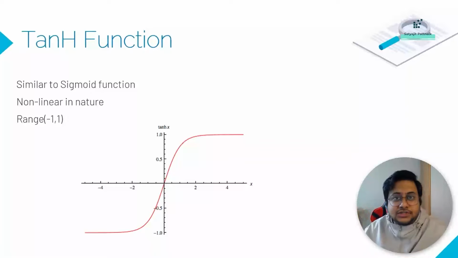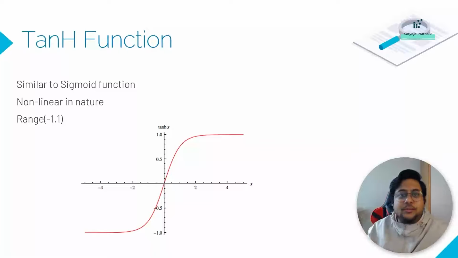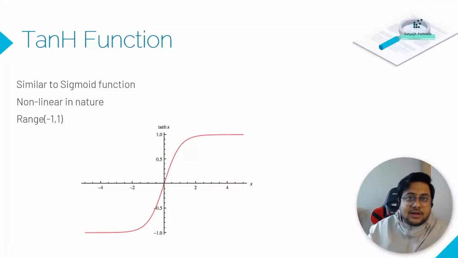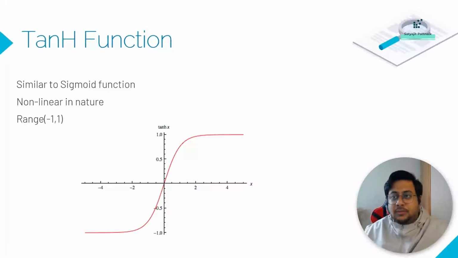There were some limitations because of which ReLu came into the picture. Why ReLu came into the picture, we'll talk about that in the next video, and we'll also talk about the exact problems that happen in deep learning neural networks, like the vanishing gradient problem and exploding gradient problem, in another video. So let's not talk about that. Let's focus on the activation function. Let's try to understand what the TanH function is.